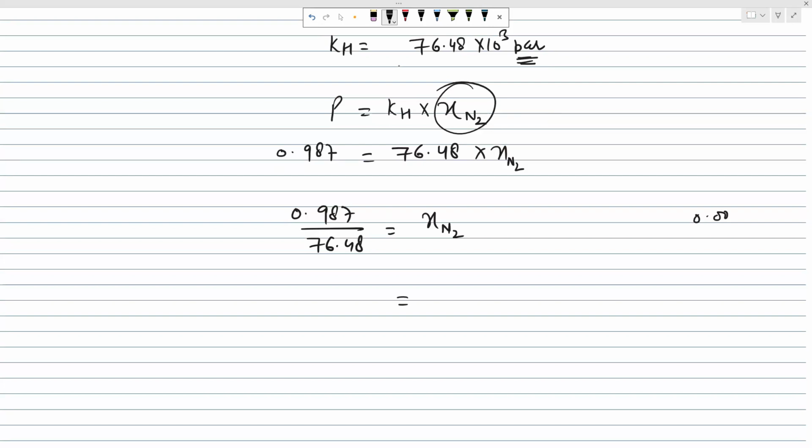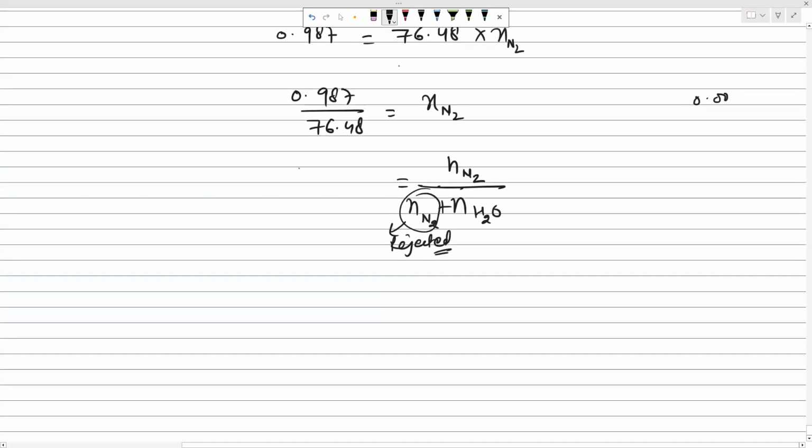So if the mole fraction of the solute is very less in comparison to the solvent, we just write the number of moles of N2 divided by the number of moles of water. We don't write the number of moles of N2 in the denominator. I can write it in the formula, but this will be rejected. We are not going to add it in the denominator. So this value, 0.987 upon 76.48, will be equal to the number of moles.